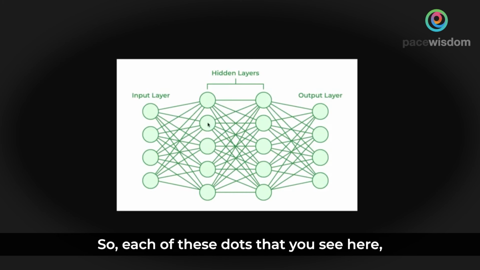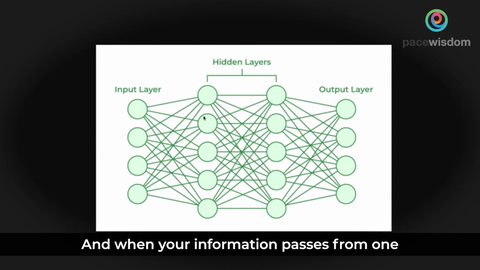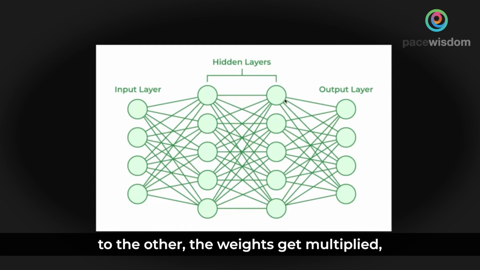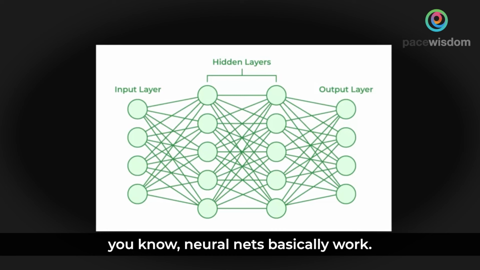Each of these dots that you see here are called nodes, and each of these nodes has weights. When your information passes from one to the other, the weights get multiplied, and there's a probability that it goes to the next node. Finally, it goes through millions of these nodes, and it finds one node where it should output from, and that's assigned to a word. So that's how neural nets basically work. All of these computations of weights have to happen by numbers.